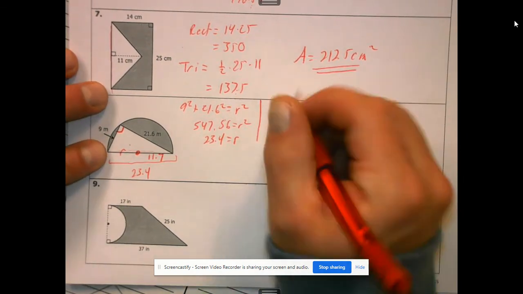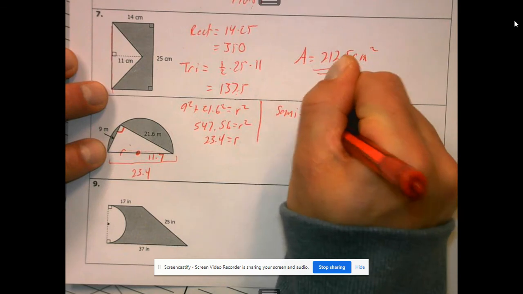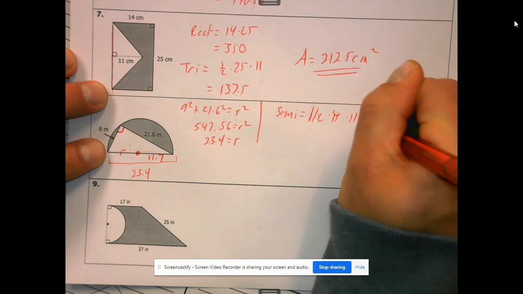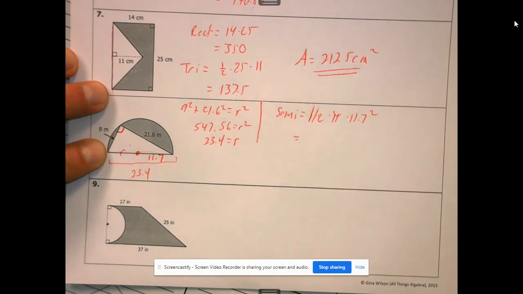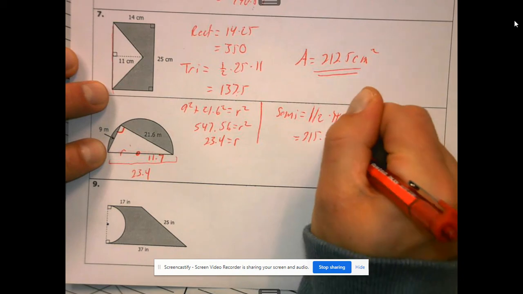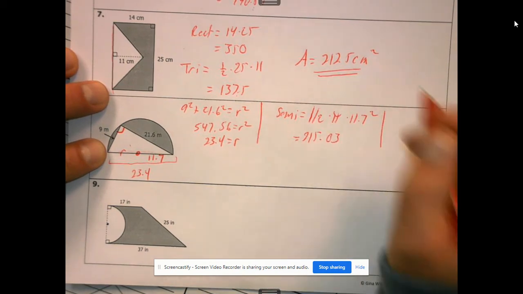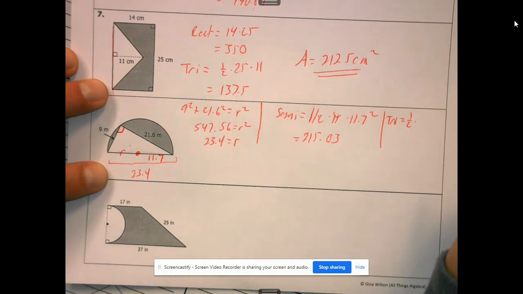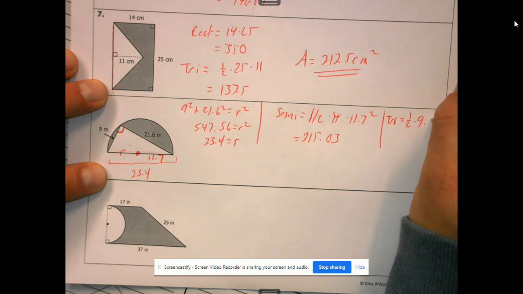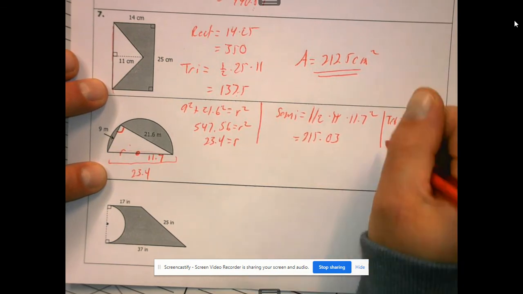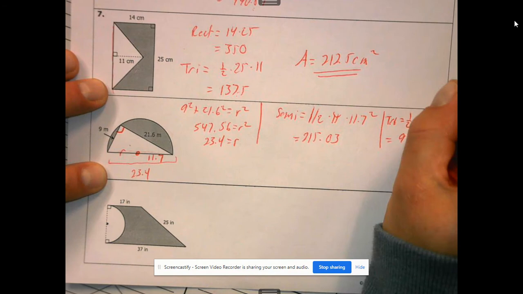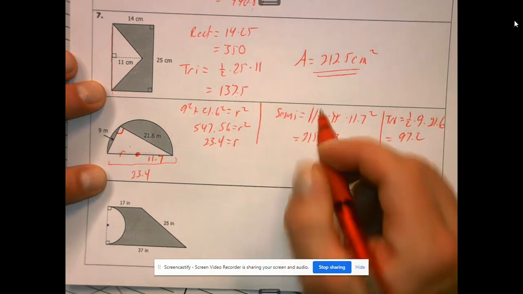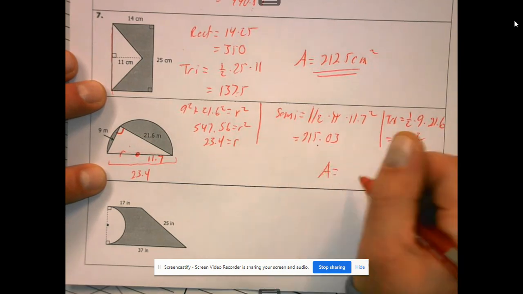Now I've got all the information. All right, semicircle first. 1/2 times pi times radius squared. If you type that in correctly, 215.03. Triangle. Kind of squeeze it in over here. 1/2. Base is 9. Height is 21.6. That comes out to be 97.2. All right, so semicircle minus triangle will give you the area of the shaded part, which comes out to be 117.83.